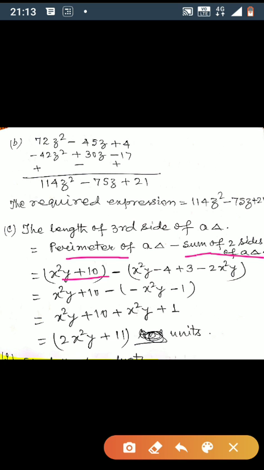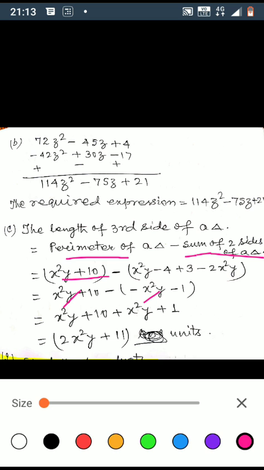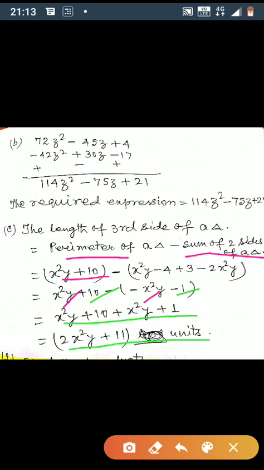It can be written as x square y plus 10 minus x square y plus x square y minus 2x square y, which is equal to minus x square y, plus 3 minus 4, which can be written as minus 1. Now x square y plus 10 minus minus x square y, minus minus 1, x square y plus x square y are like terms. So it can be written as 2x square y plus 10 plus 1 equal to 11. So your answer is 2x square y plus 11 units.